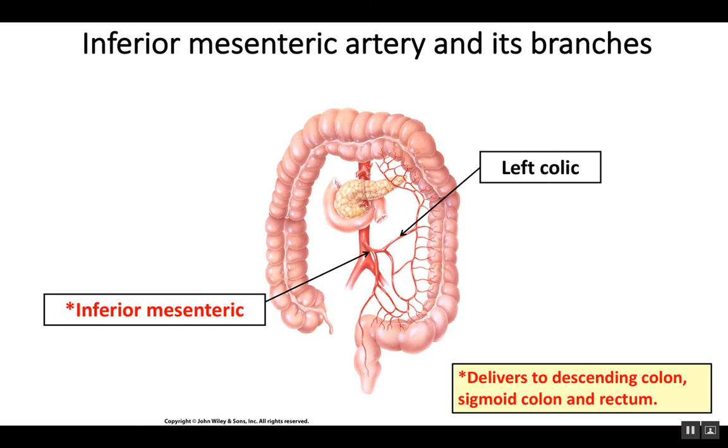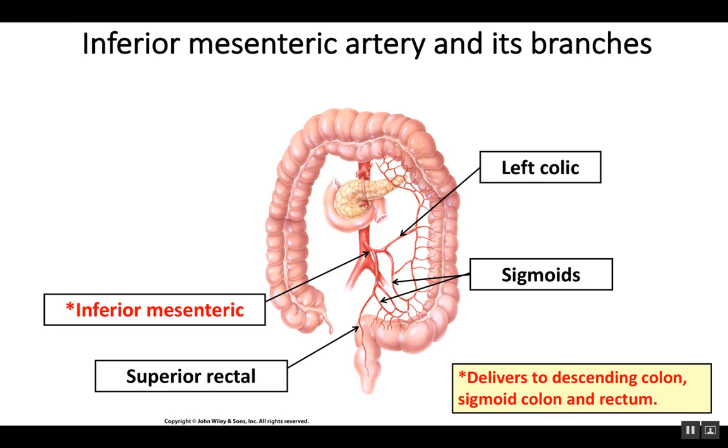So there's the left colic, sigmoids, and a superior rectal branch. Same rules apply. Know the inferior mesenteric and know what parts of the GI tract it delivers blood to.